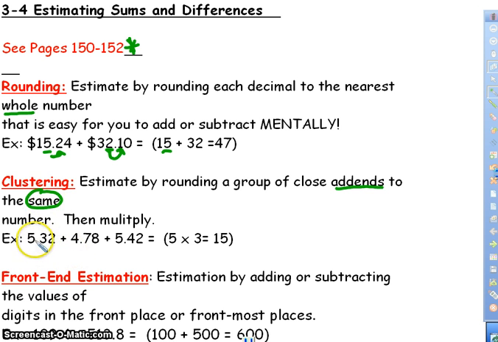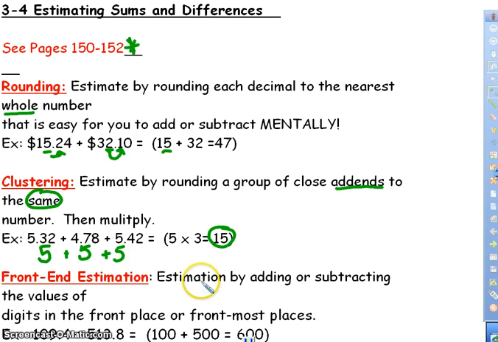So I have 5.32, 4.78, and 5.42. Sometimes you'll have a number that's a lot larger or a lot smaller than the rest, but you're going to go with the most common number. And our most common number here is 5, so I change all of these to 5. I could do 5 plus 5 plus 5, or I could take 5 times 3 because there are 3 fives. And that's how I get the 15.